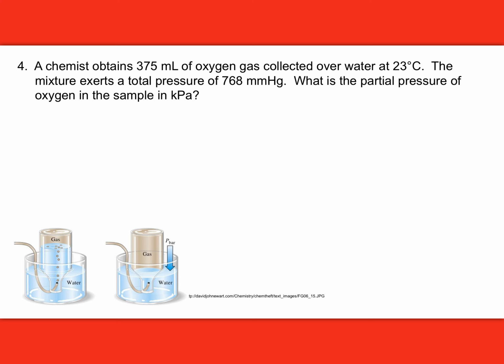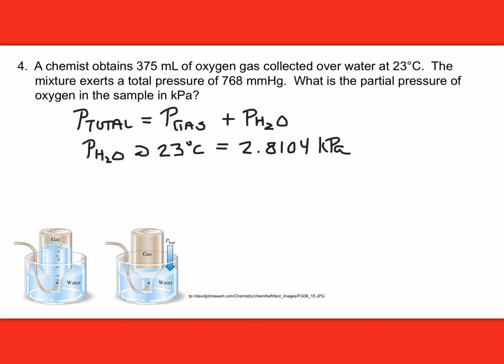So I have a handout for you called the vapor pressure of water sheet. It's just a table that tells you what the vapor pressure of water is at different temperatures. Okay, what I've written up above basically tells you that the total pressure in this container is equal to the pressure of the gas you've collected plus the vapor pressure of water. And if you look at that vapor pressure of water sheet under 23 degrees Celsius, you'll see that the vapor pressure of water at that temperature is 2.8104 kilopascals. Make sure you can find that on that vapor pressure sheet.